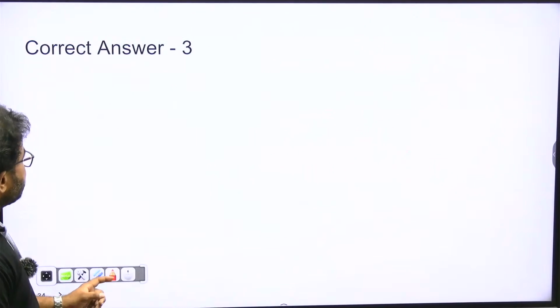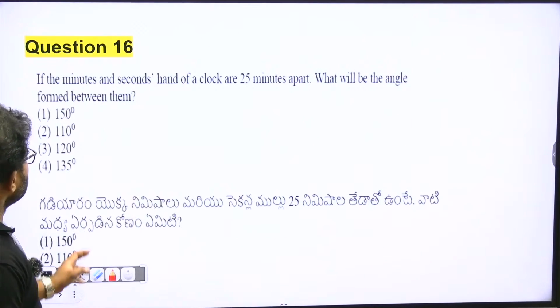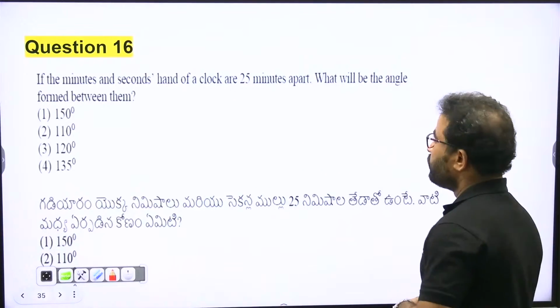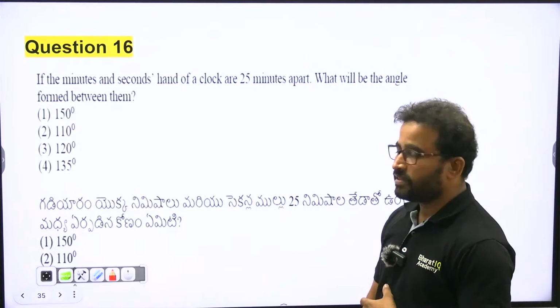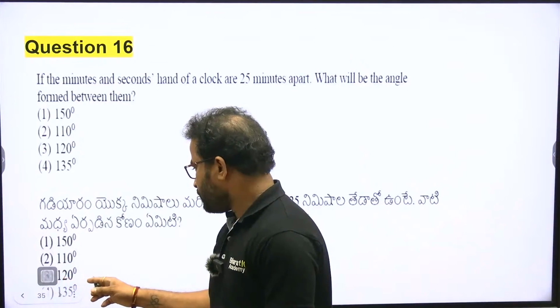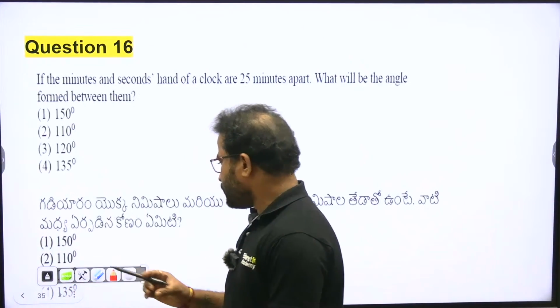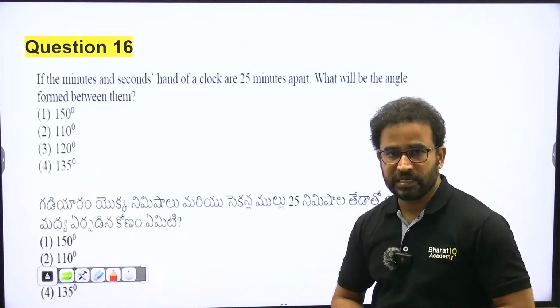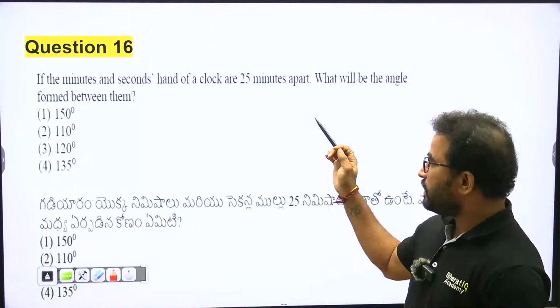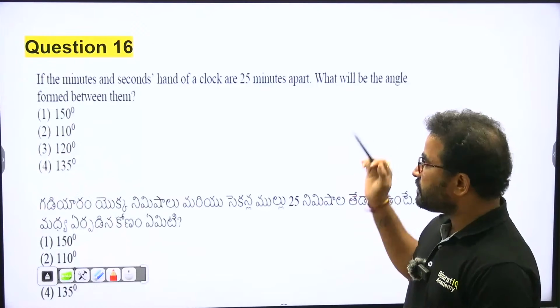Next question is: the minute and second hand of a clock are 25 minutes apart. What will be the angle formed between them? So from the clock's point of view in the examination, especially while we are working with reasoning, clocks and calendars are very, very important. So the minute and second hand of a clock are 25 minutes apart.